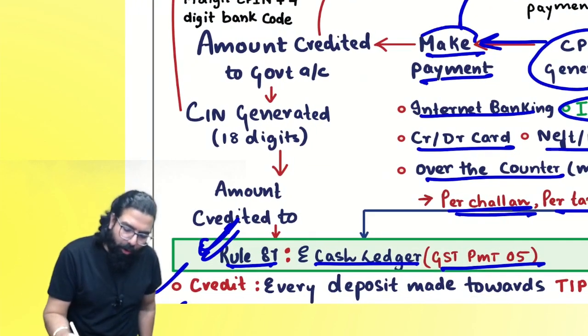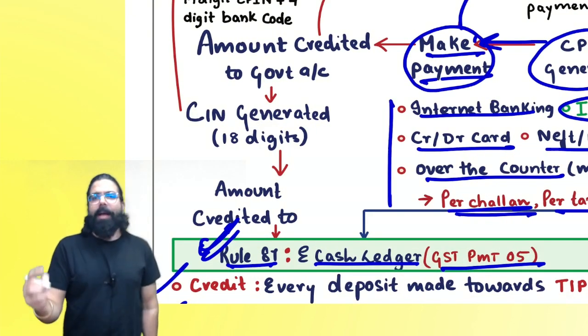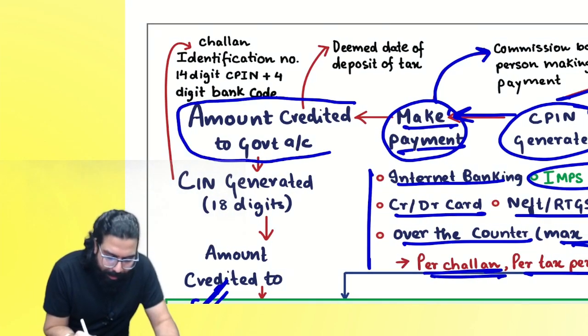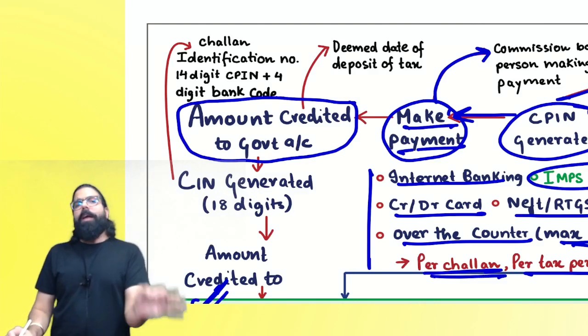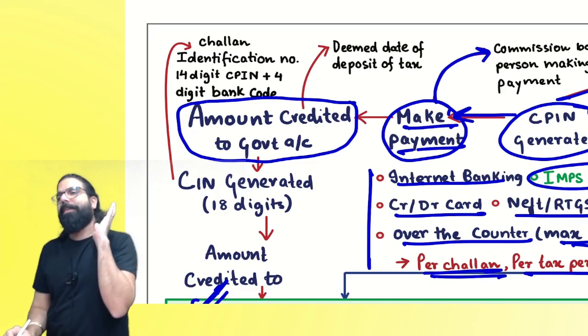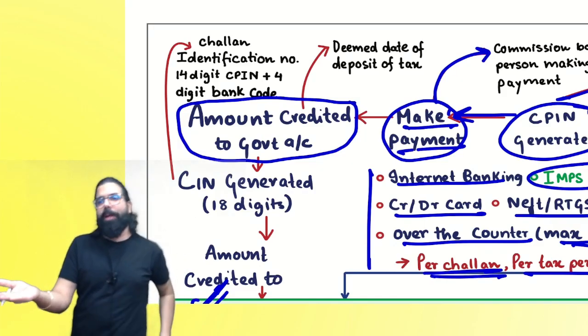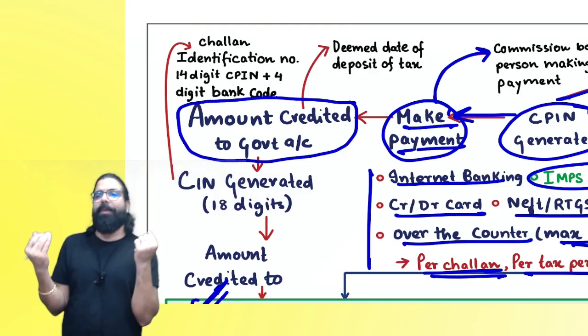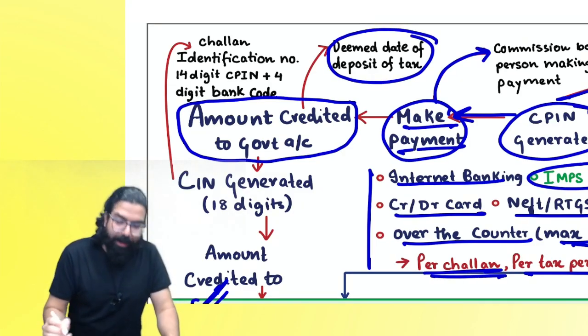Everyone over here. Once you go ahead and use the mode of payment and make the payment online, now what will happen? The amount will be credited to the government account. The day amount gets credited to the government account, that day will be your deposit of tax credit. For example, I gave a check today. Tomorrow the check got cleared and the amount went to the government account. Which date will be the deposit of tax?